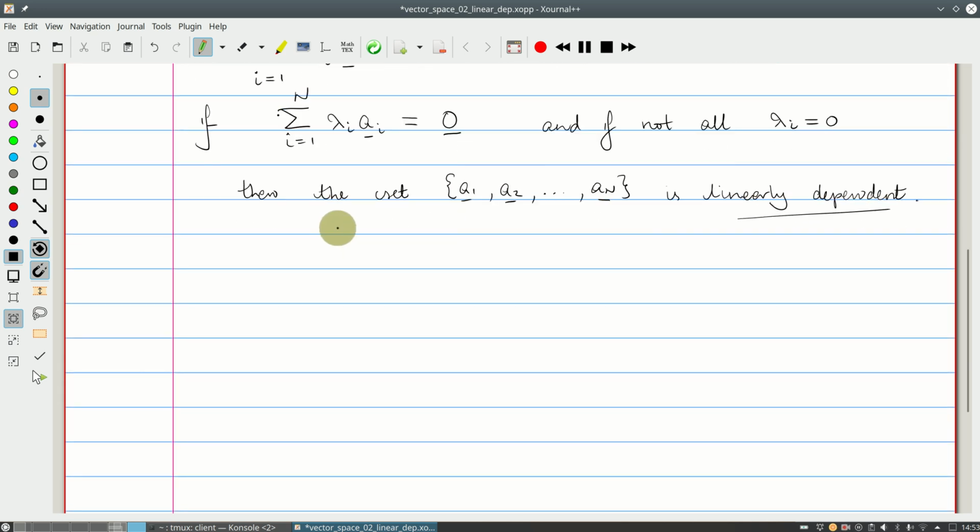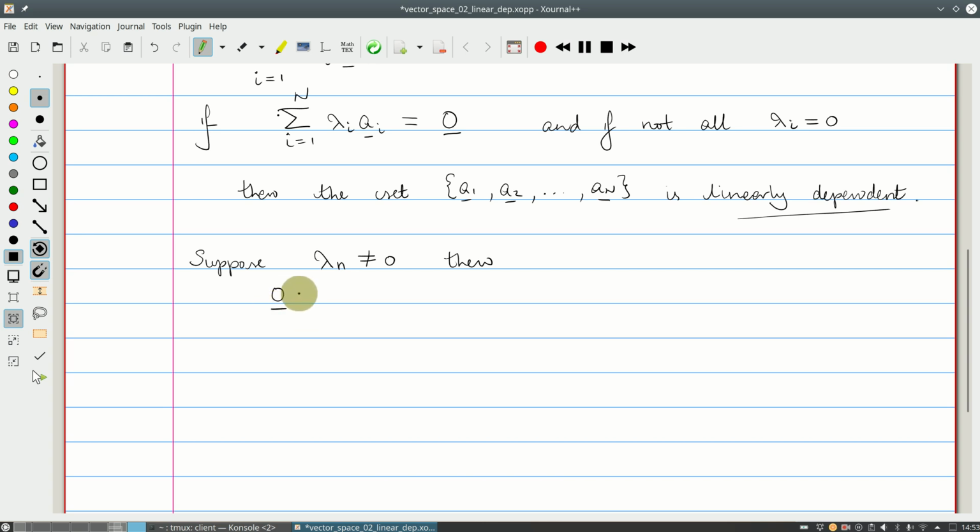Alright, so what does this mean? Well, let's assume that one of these lambdas is non-zero. So suppose lambda n is non-zero. Okay, then what we can do is pull out the case i is equal to n from the sum. So let's write the sum in its full form.